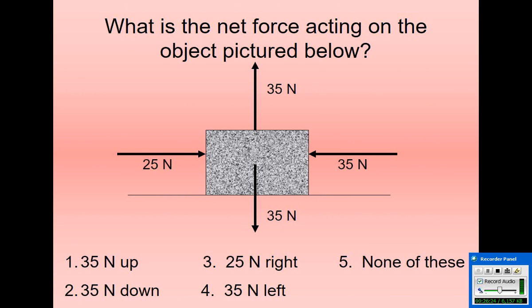If it makes some sense, then you should be able to answer this question here. We have another block on a horizontal surface. You see the different forces indicated here, and the question is, which of the following answers is best indicative of the net force acting on the object? Is the net force 35 newtons up? Is it 35 newtons down? Is it 25 newtons to the right? Is it 35 newtons to the left? Or am I trying to trick you and it's really none of these? Think about the problem. If you have questions, ask them at the start of class.